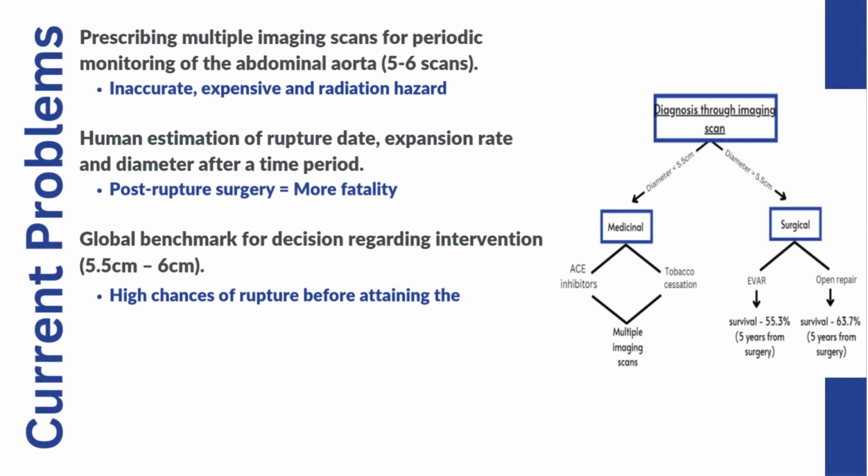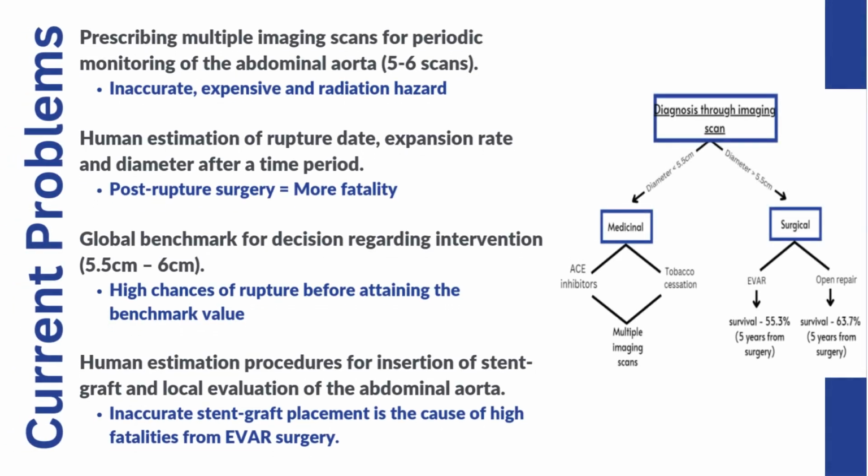I consulted local cardiothoracic surgeons, who listed the following flaws associated with AAA therapeutics. The major flaw is the use of human estimations for surgery planning, which is quite inaccurate and poses a direct threat to the patient's survivability. The cardiothoracic surgeons, on the basis of their clinical experience, decide the characteristics of the stent graft for EVAR surgery, which is crucial for the survivability of the patient.